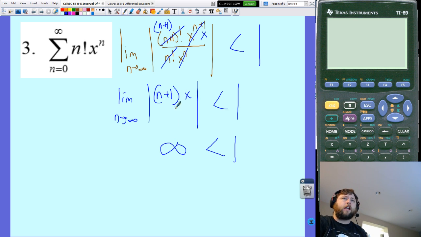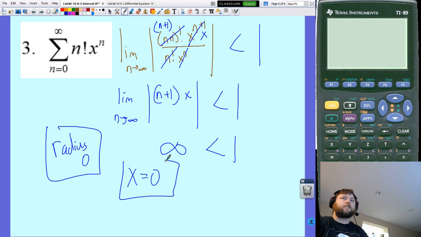The only time that this is actually going to work is when x equals 0. So when the 0 is in here, this will actually be less than 1. So we can say my radius is going to be 0. And your interval of convergence is just x equals 0. So this only works when x equals 0, which kind of makes sense because that means this whole thing is 0. And otherwise, n factorial is not something that converges; it diverges. So there's your answer. Sometimes the radius can be 0.